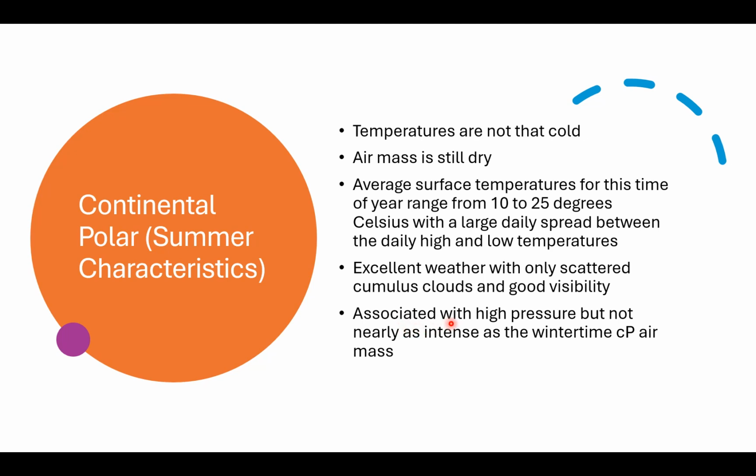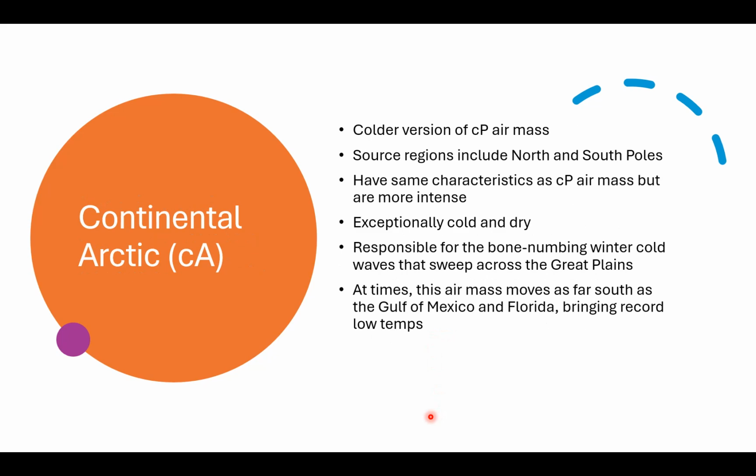And continental polar in summer is associated with high pressure, but that high pressure is just not going to be nearly as intense as the wintertime version of CP air mass. For one, the sun is still heating the underlying land, and the underlying land isn't very cold, so the high pressure is not as strong as in the winter.